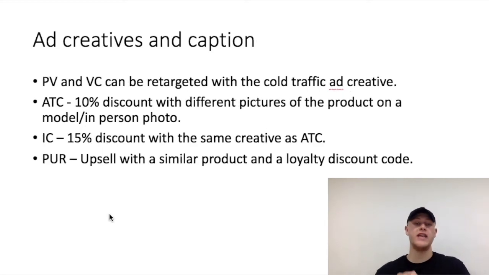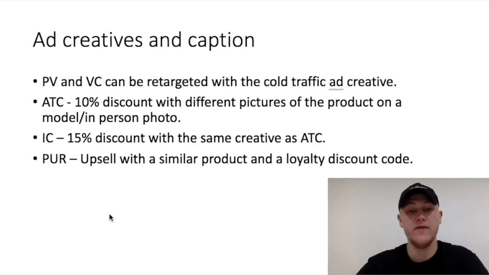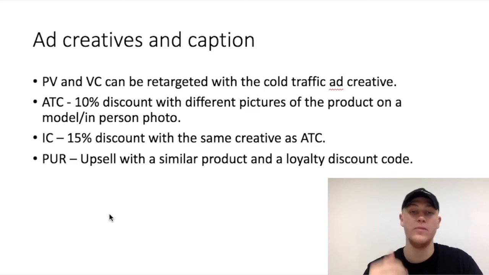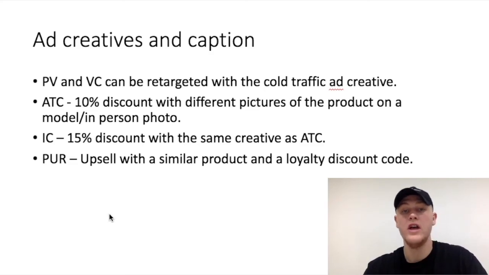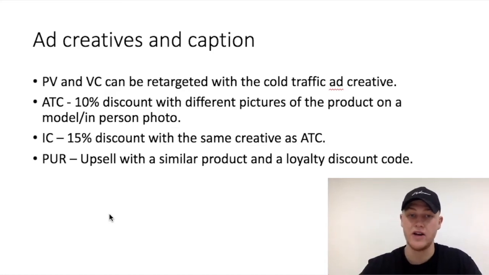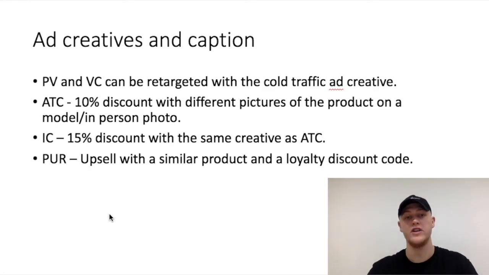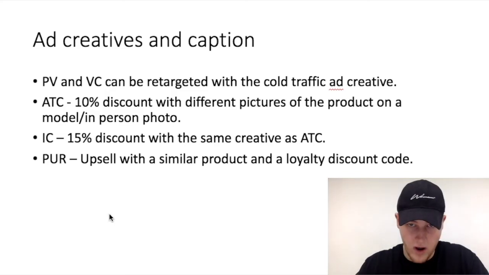So ad creative and captions. On page view content, I just used the post that I've used before, the ad that I've used before on cold traffic, the one that I'm scaling. I just take the post ID and bang it in there again. For add to cart, I use a discount because you want to get them over into purchase. So normally 10% works with this.